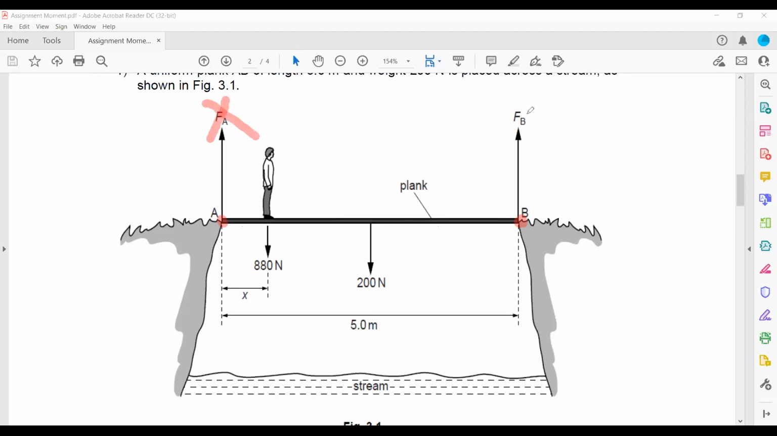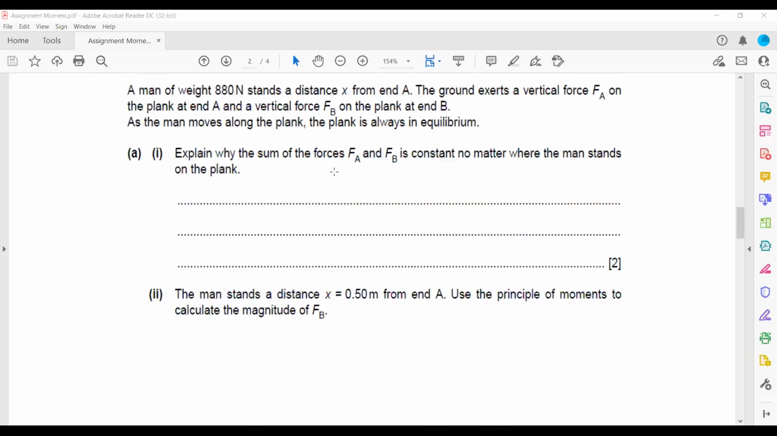All the moment will be caused by FB, weight of the plank and weight of the person. If I take B as a pivot, then FB does not contribute to moment. Only FA, the weight of a person and weight of the plank will contribute to a turning effect. So whenever two supports are there, always remember it's up to you. Any one of them you can take as a pivot.